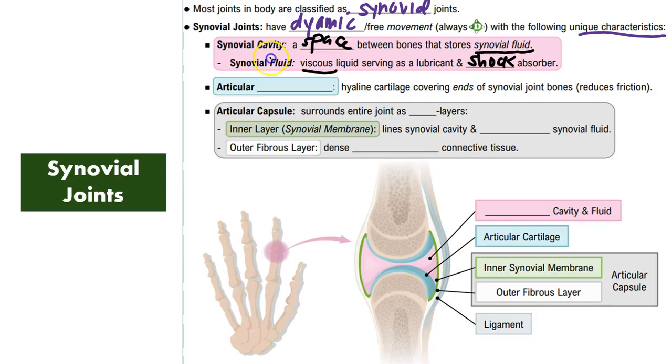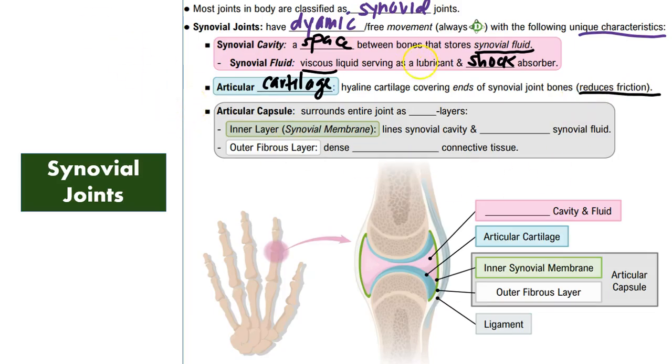Okay? We also have articular cartilage. And we've seen articular cartilage before. That's going to be our hyaline cartilage that is going to cover the ends of bones, and of course, the ends of synovial joint bones. And what is the purpose? To reduce friction.